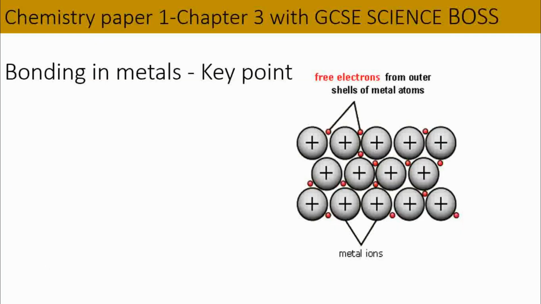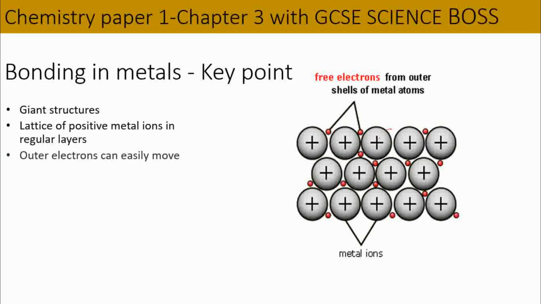Okay, so the key points that you need to know about metallic bonding: they will form giant structure called giant metallic lattice structure. Why is it a lattice? Again, because you have that orderly repeating unit. Okay, the outer electrons, they are easily moved, and those outer electrons, they form a sea of mobile electrons.